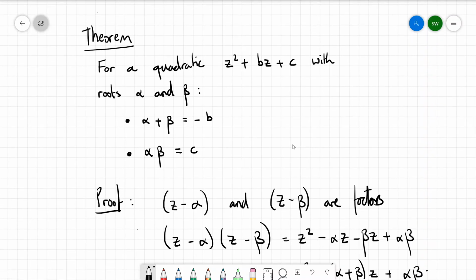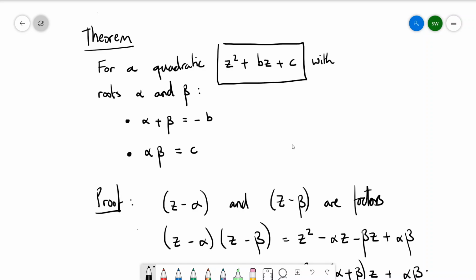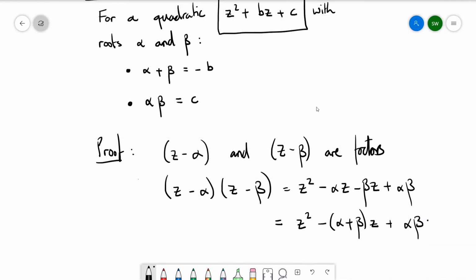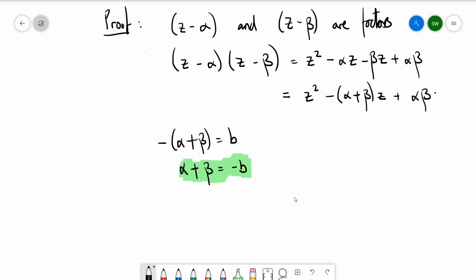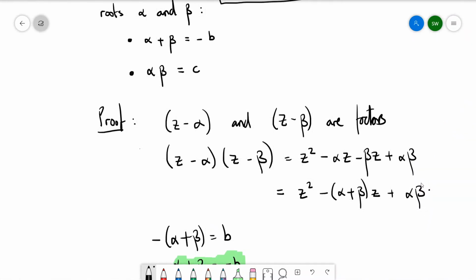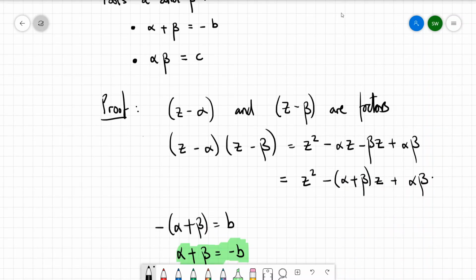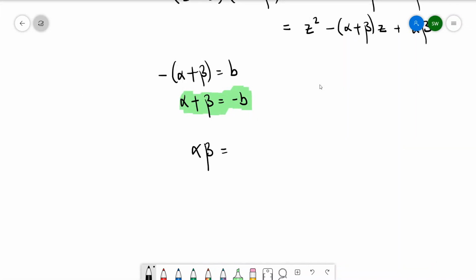Now remember, we're comparing this to the quadratic z squared plus bz plus c. And you can see that if we compare the coefficient of z, these quadratics must be the same as each other. We know that b is going to be equal to minus this bracket here, minus (alpha plus beta). So minus (alpha plus beta) is equal to b. And we normally write that as alpha plus beta equals minus b. So that's our first fact. If you add together the two roots, you get minus the coefficient of z. And also, if we compare the constant term, in this we've got alpha beta, but we know that this is identical to c. So alpha beta equals c. So if you times together the two roots of a quadratic, you get the constant term at the end, c.